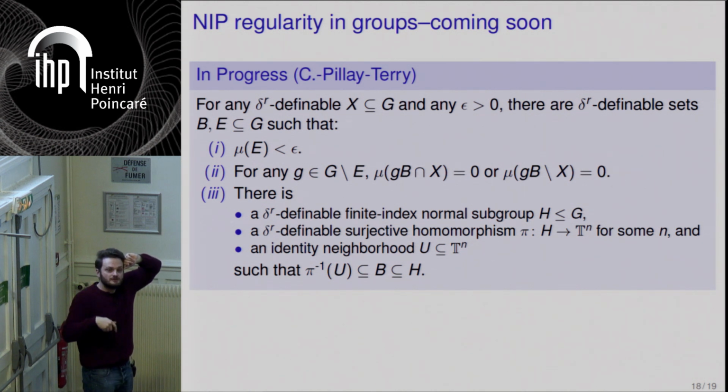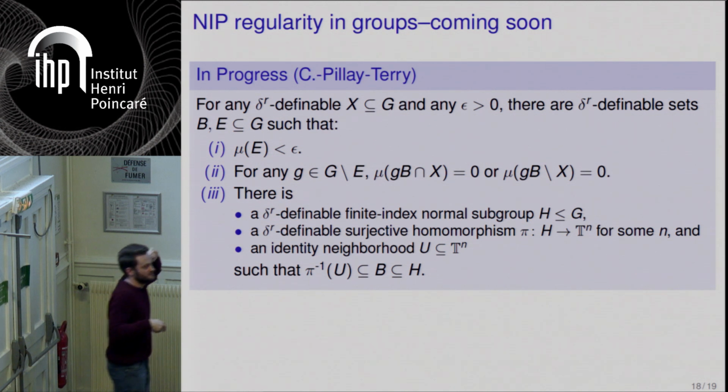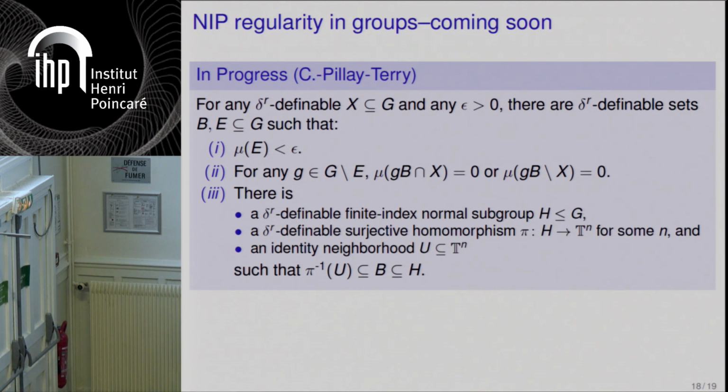What does it mean for pi to be definable? Yeah, so it means that the inverse image of any closed set is type definable. It's a continuous logic formula with values in the compact group rather than groups.